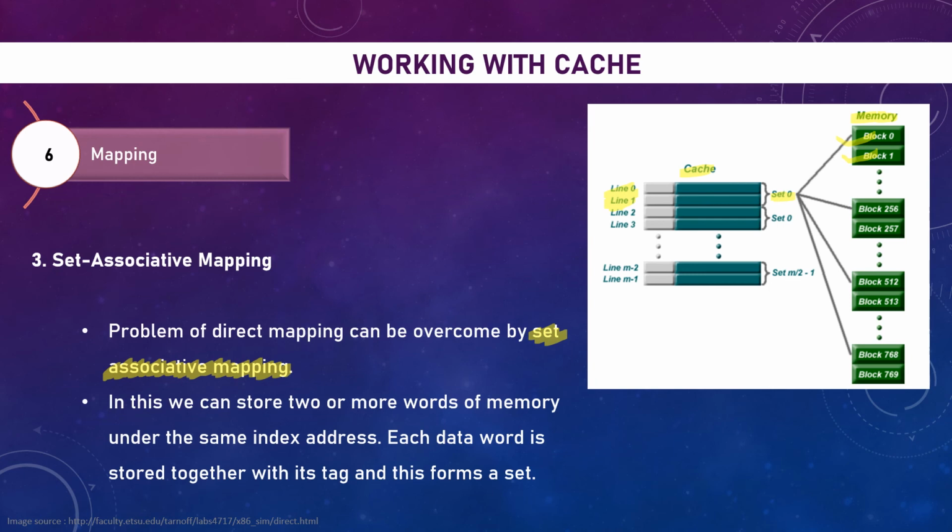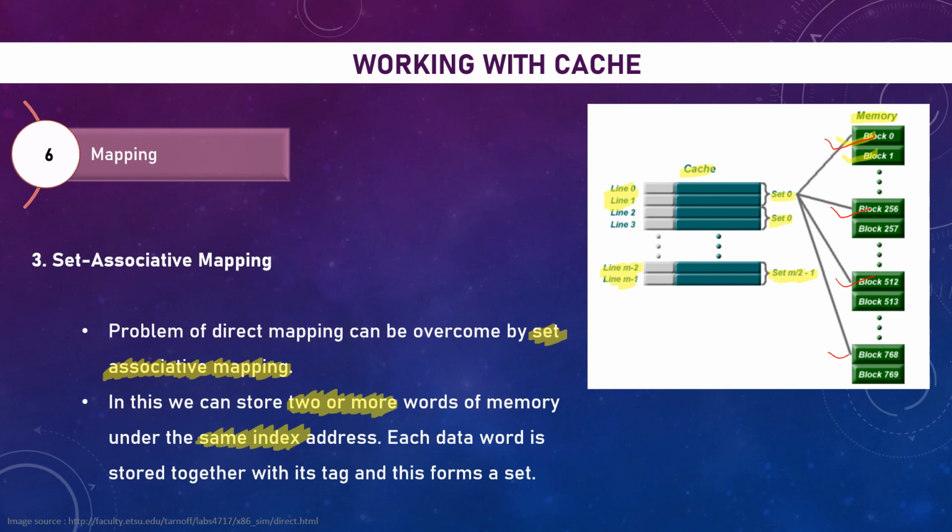Now the idea of the set associative mapping is that here we create sets of two or more lines. So here in the example we have a set of 2 lines, right? It depends on the size of the cache and the size of the main memory how many lines we consider as a set. So now in this case we can store 2 or more words of the memory under the same index, right?